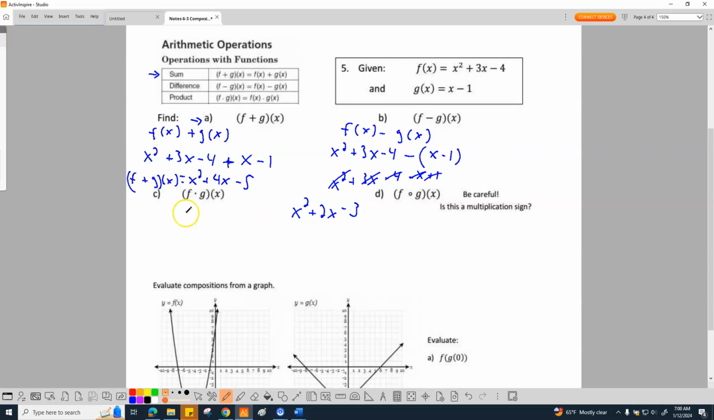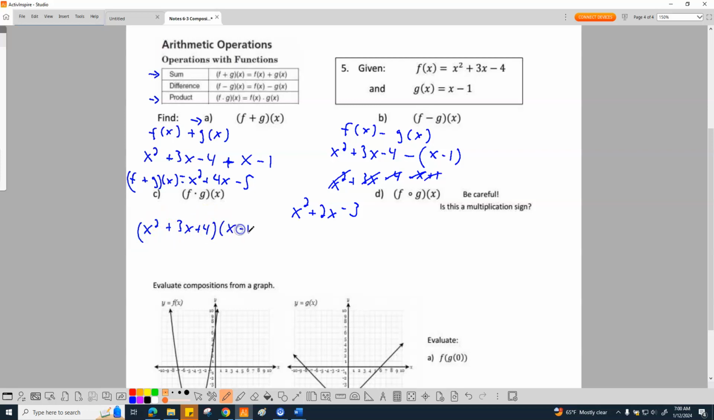C, f of x times g of x. Y'all, I'm not in the mood for doing this. I'm going to show you how to set it up. If you look at right here, the product is like that. So what you end up doing is you have to literally multiply them together, which stinks. But it's not the end of the world.